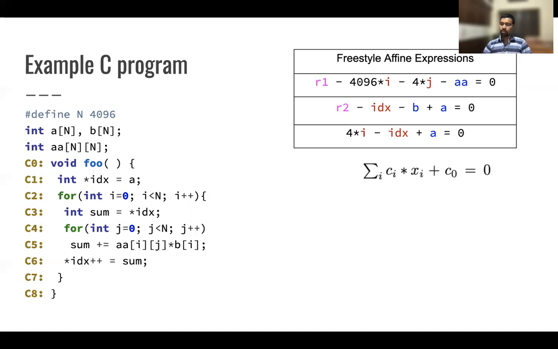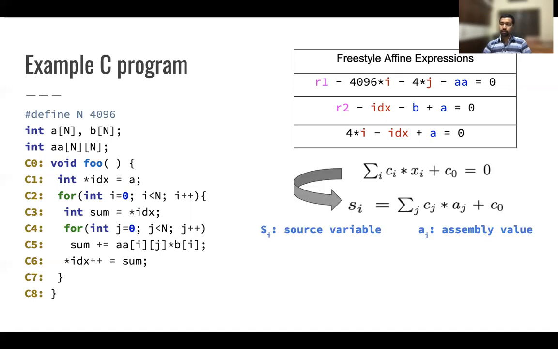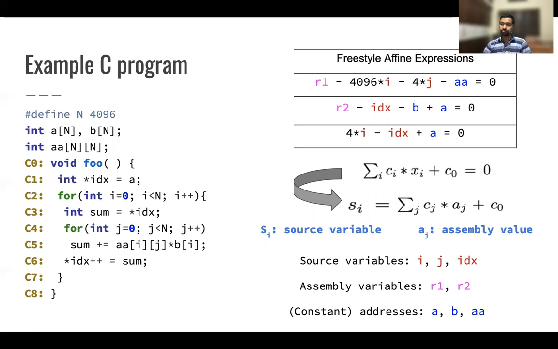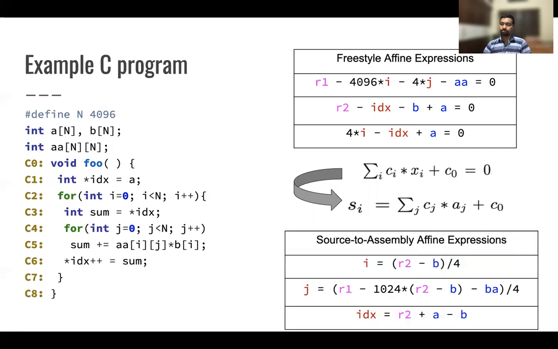We wish to convert these expressions into a form as shown here in the second mathematical equation. We call this form source to assembly affine expressions, where the Si's represent source variables, the Cj's represent coefficients, and the Aj's represent assembly variables or registers. In this case, the source variables are i, j, and idx, while the assembly variables are R1 and R2. Here we assume that a, b, and aa are constants and not variables because they represent the global variables or addresses that remain constant throughout the execution of the program. So our expected source to assembly affine expression should be as shown in the second table here. For example, i equal to (R2 minus b) divided by 4.